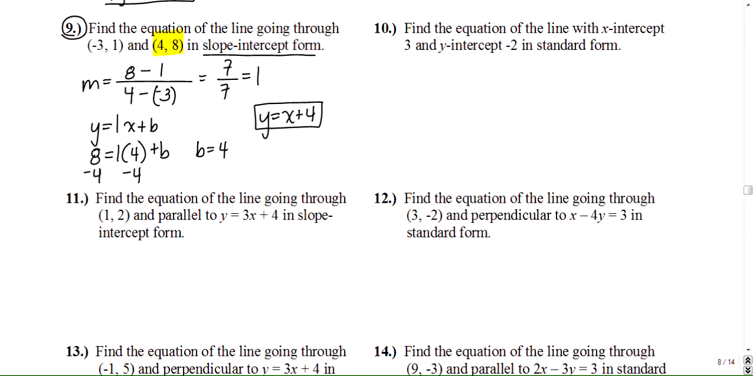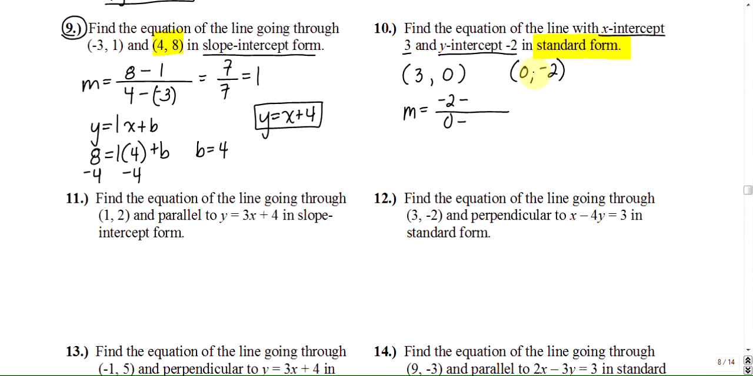Let's do one that asks us to get it into standard form. This one's also fun because it doesn't give us ordered pairs, and it expects us to remember that an x-intercept is when you set y equal to 0, and a y-intercept is when you set x equal to 0. So you have to create your ordered pairs, and then carefully do your slope formula.